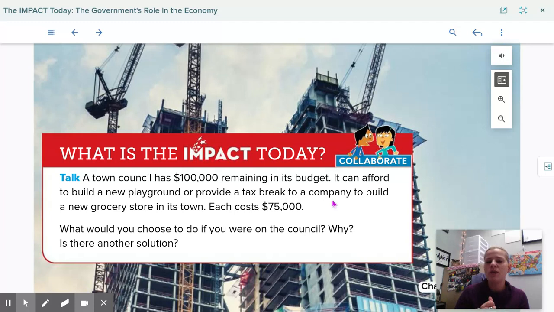So I want you to think about it. Which would you choose if you were on the council? Why? And then is there maybe another solution? Could you think of something else they could do instead?